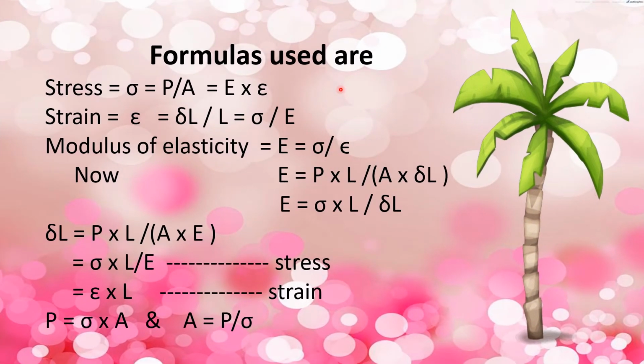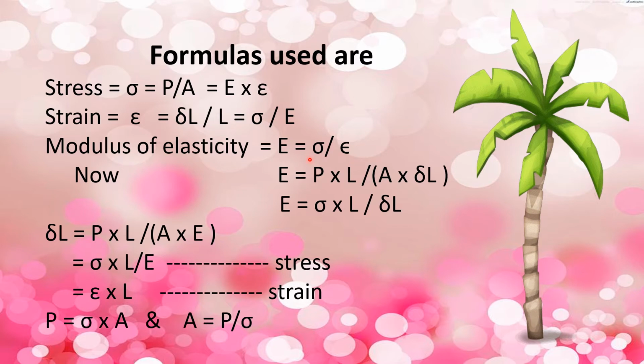The formulas used here are: stress, sigma, is equal to P upon A, which is equal to E, modulus of elasticity, into strain. Strain is equal to delta L upon L, or it is sigma divided by capital E, that is modulus of elasticity. For modulus of elasticity, E is equal to stress upon strain.